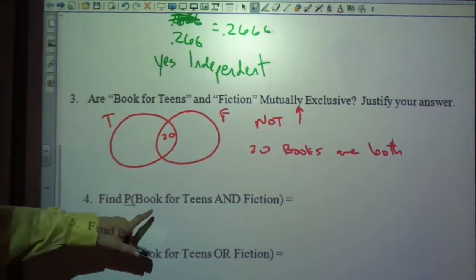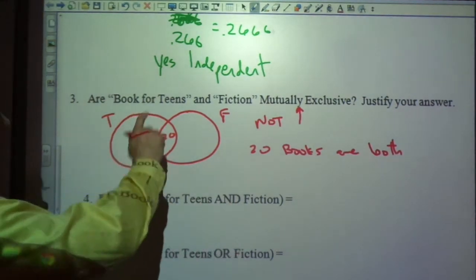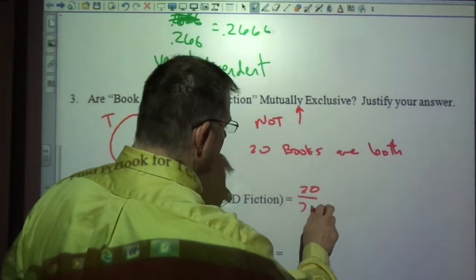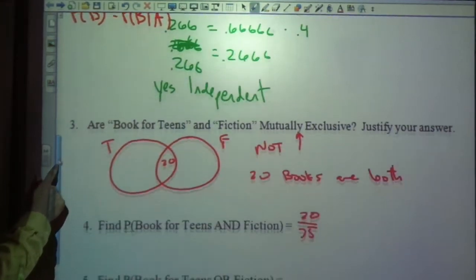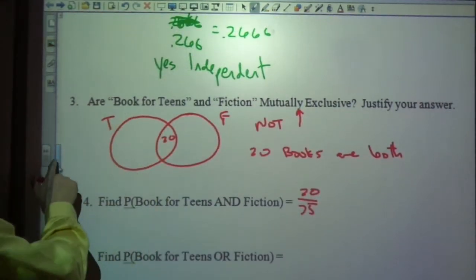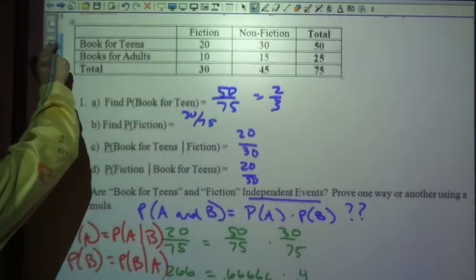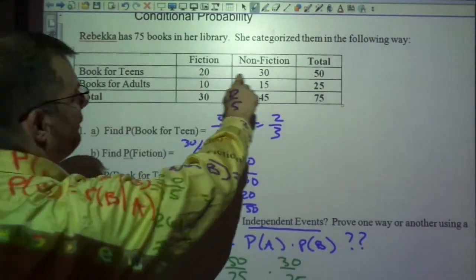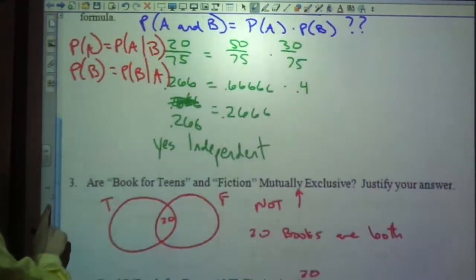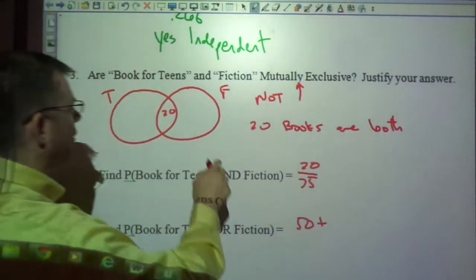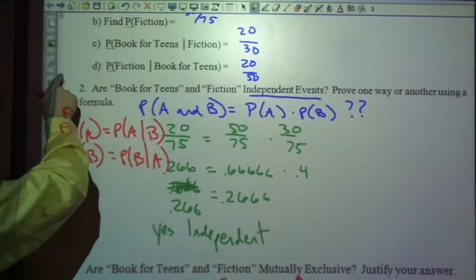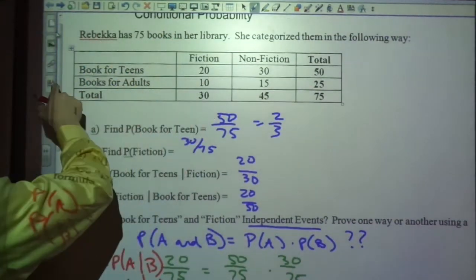Find the probability of the book for teens and fiction. We just found that there were 20 of them out of the 75. Probability the book is for teens or fiction. Now that's a little different because now we have to consider all the teen books. How many teen books are there? Total, there were 50 teen books. So that's in this first circle here. There are 50 of those. Plus all the fiction books. There were 30 fiction books.